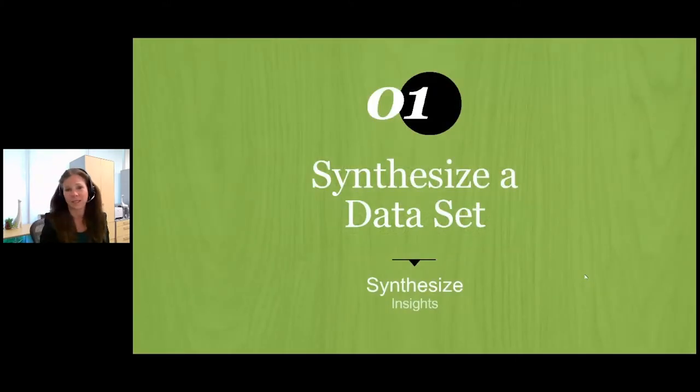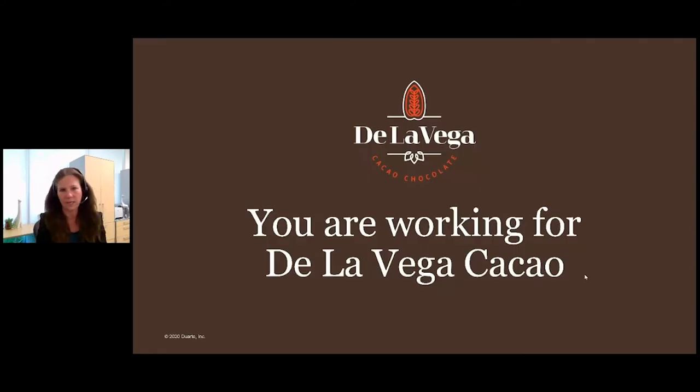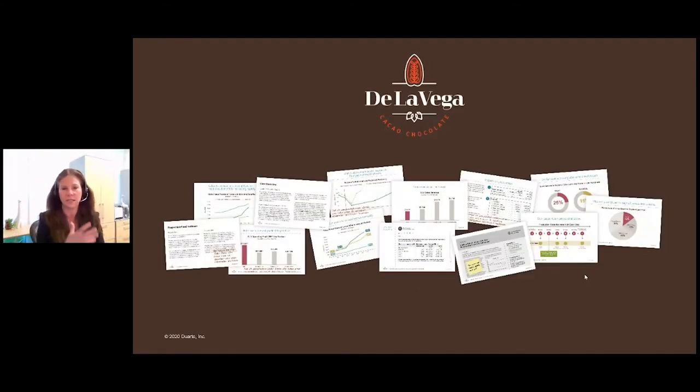So first, you're going to synthesize a data set. I created a case of a fake cocoa producer, and it's a really great case. It's De La Vega chocolate, De La Vega cocoa. And there is a set of charts that you're going to synthesize, and you're going to find a problem and or an opportunity, and you're going to work with a team, and you're going to make a recommendation based on what the data is telling you to do as you synthesize it.